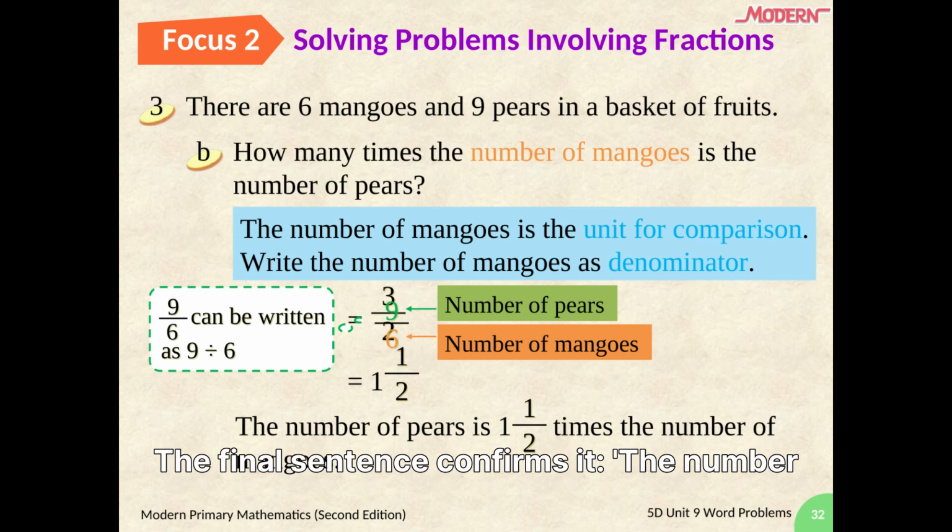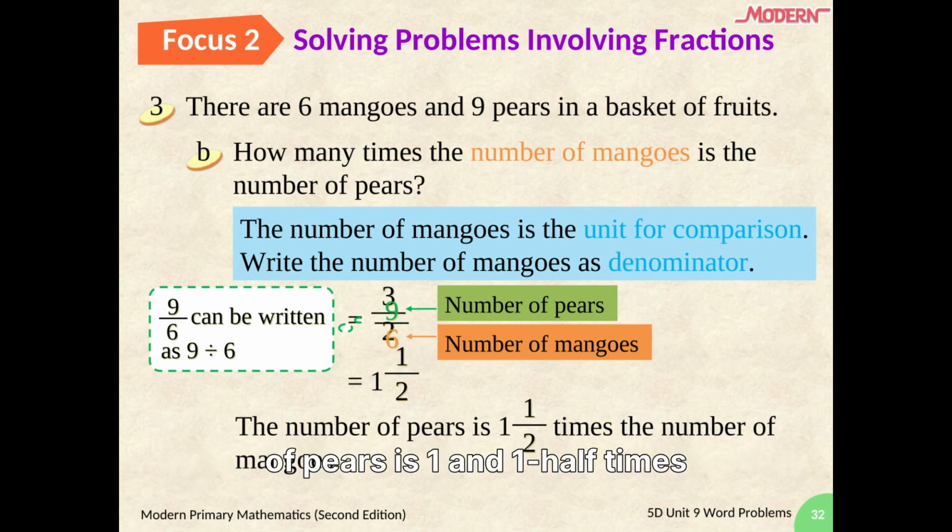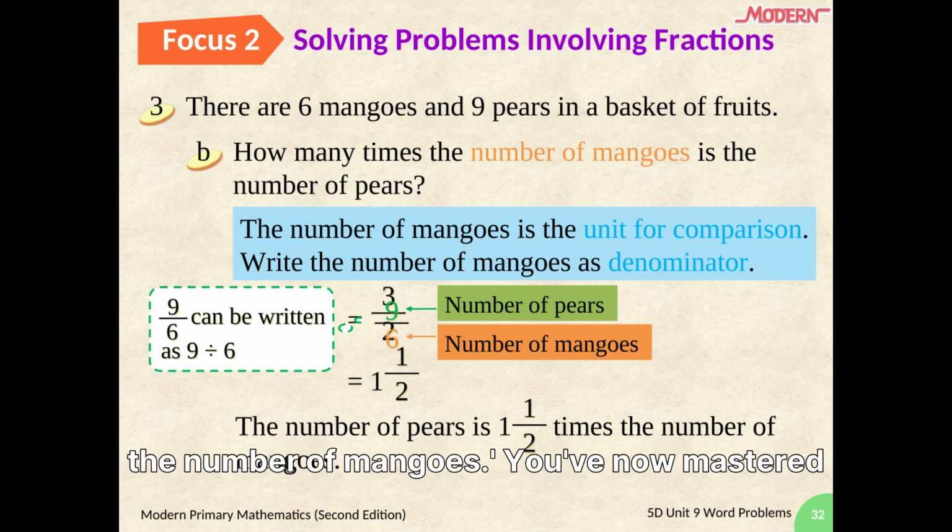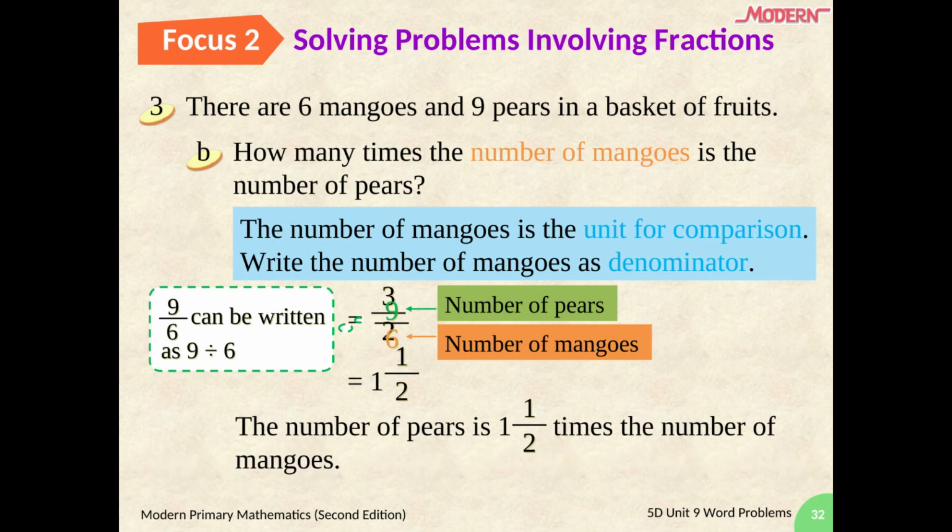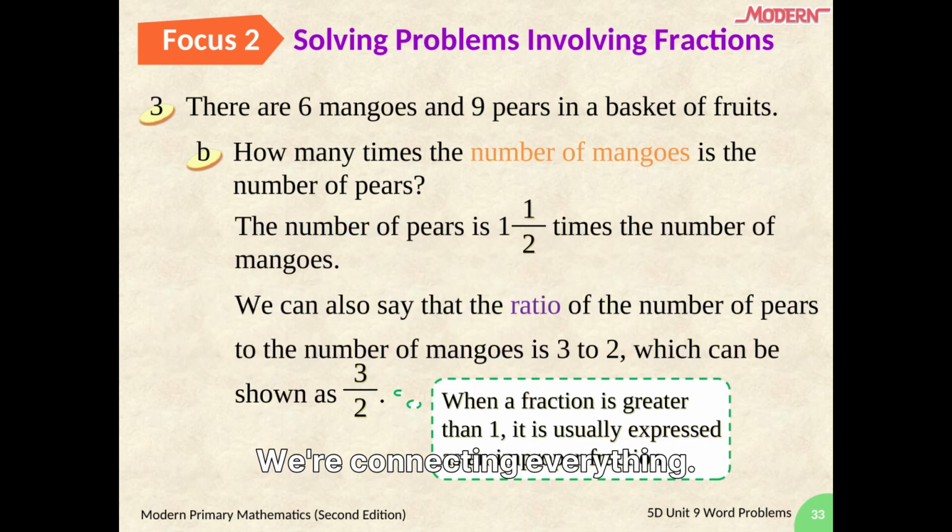The final sentence confirms it. The number of pears is 1 and 1/2 times the number of mangoes. You've now mastered comparing in both directions. Page 33. We're connecting everything. We can also say the ratio of pears to mangoes is 3 to 2. This can be shown as the fraction 3 over 2.